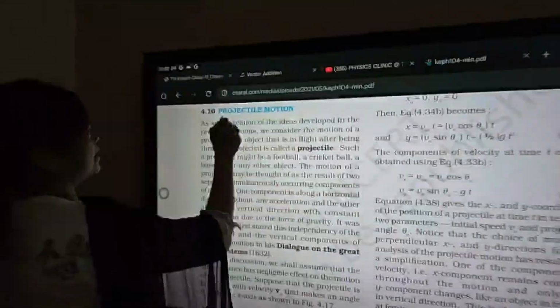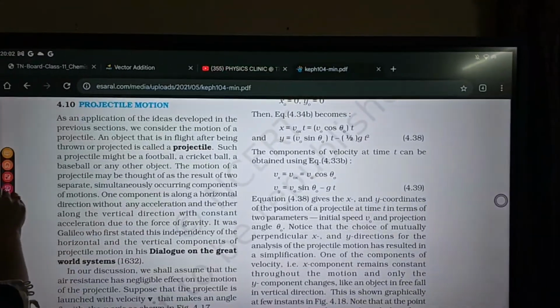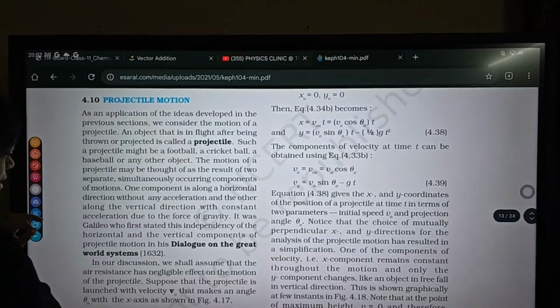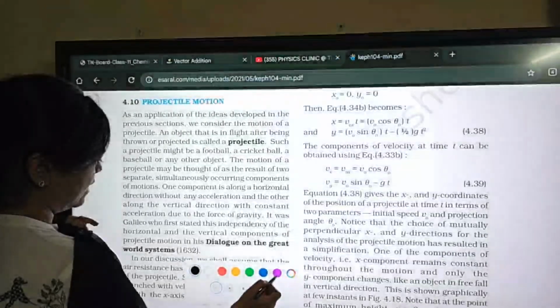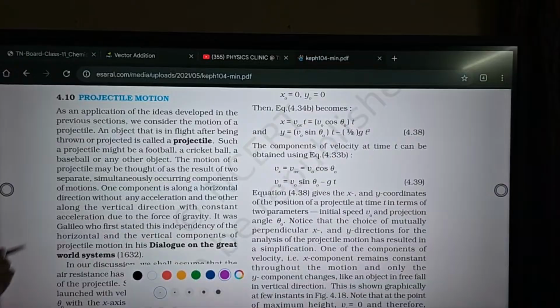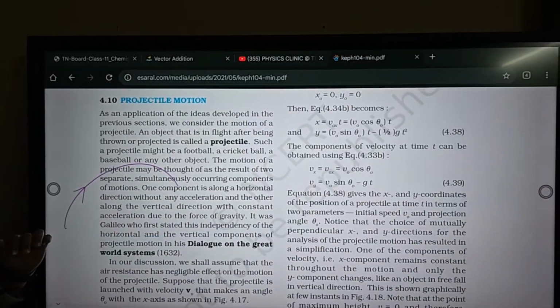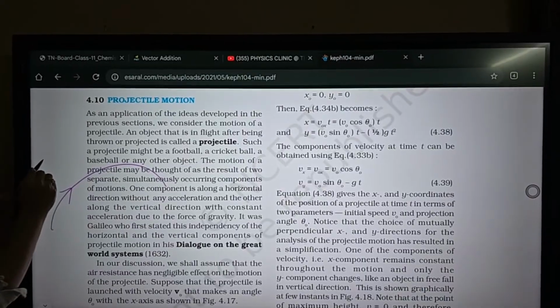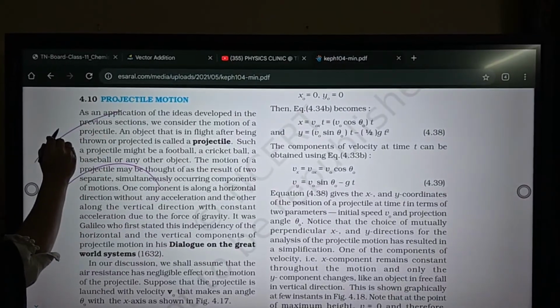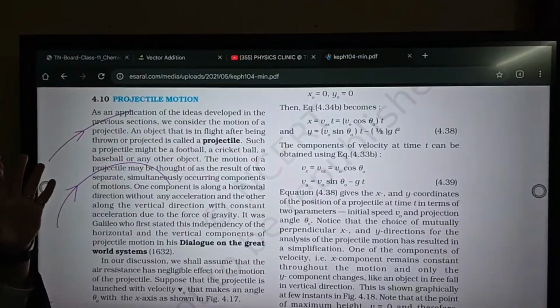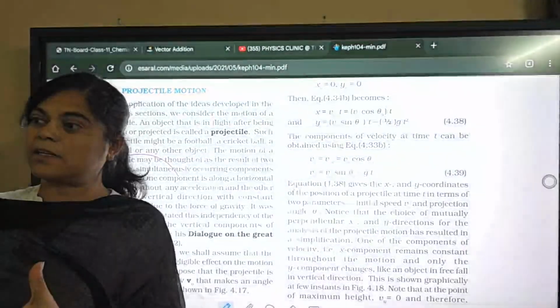So what is a projectile? What is meant by projectile? Something that is projected, right? If you throw a stone from the ground, it is projected. If a bullet is shot by a gun, that is also projected, right? Some object is projected in the air.